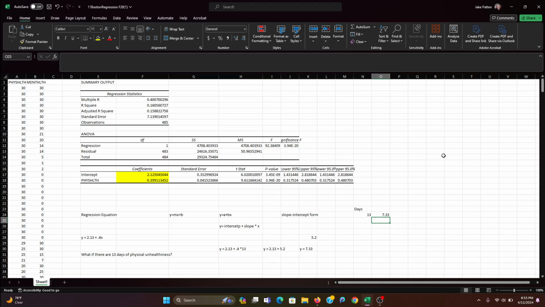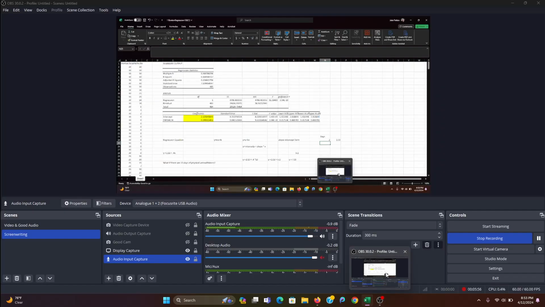And then if your homework asks you multiple questions about this, you can put in what if there's 8 days, what if there's 2 days. So there you go. That's the regression equation. You're going to need that for the very end of what we were doing in class. And that's it.